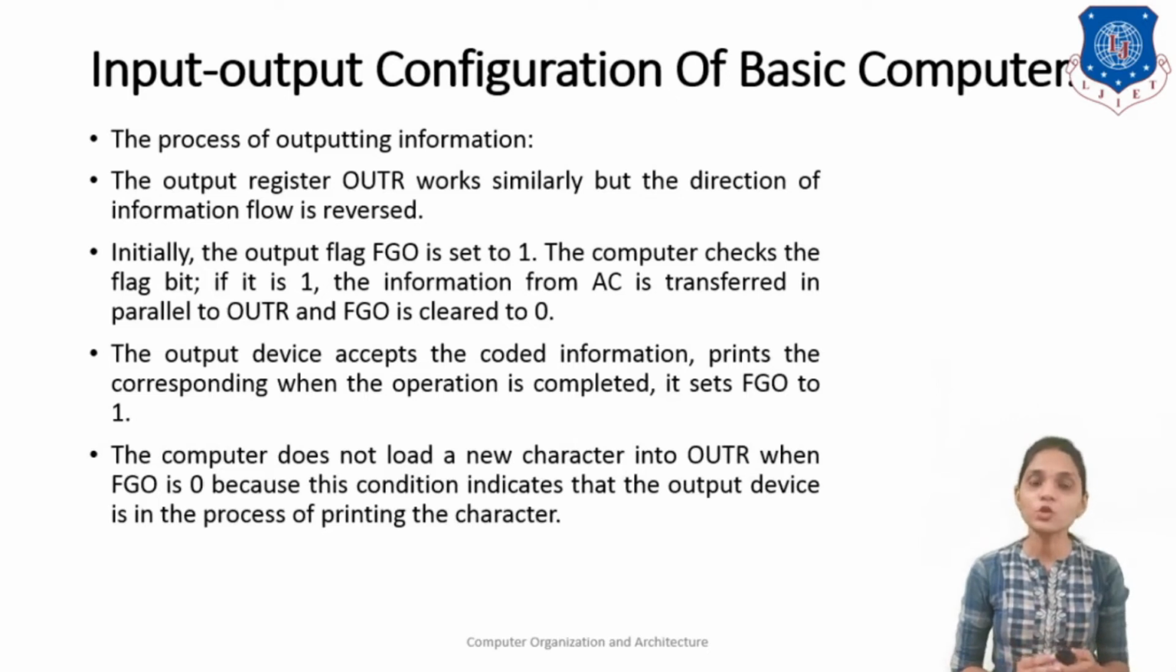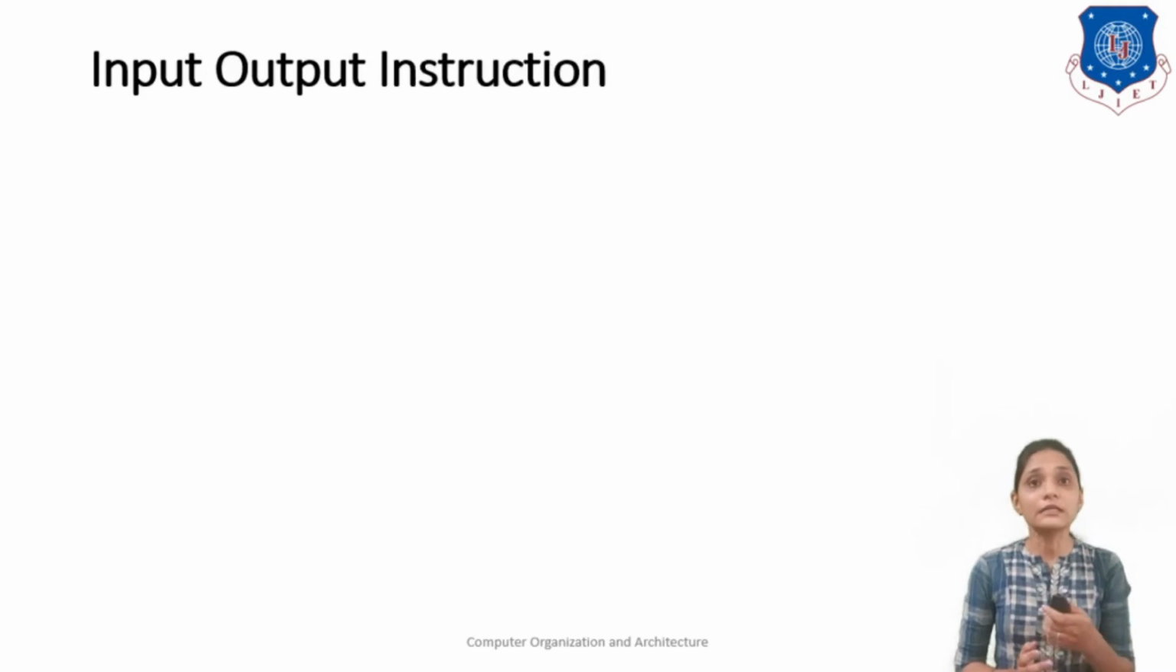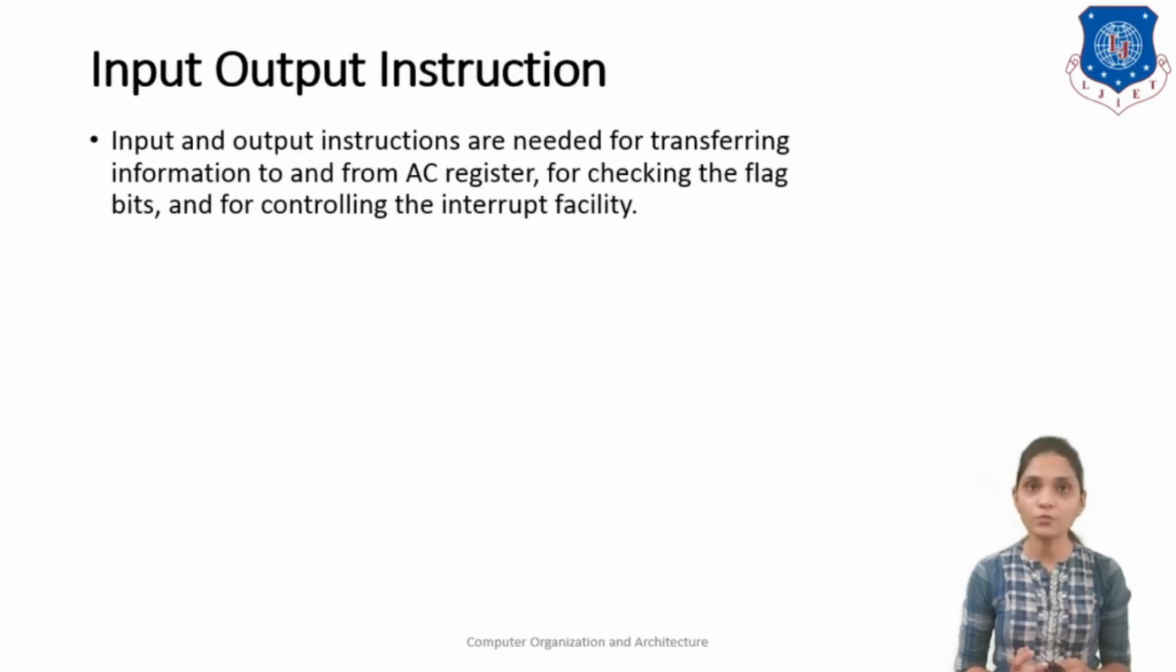The computer does not load a new character into OUTR when the FGO is 0, because this condition indicates that the output device is in the process of printing the character. So in this way you can output information. Here we have many input-output instructions.